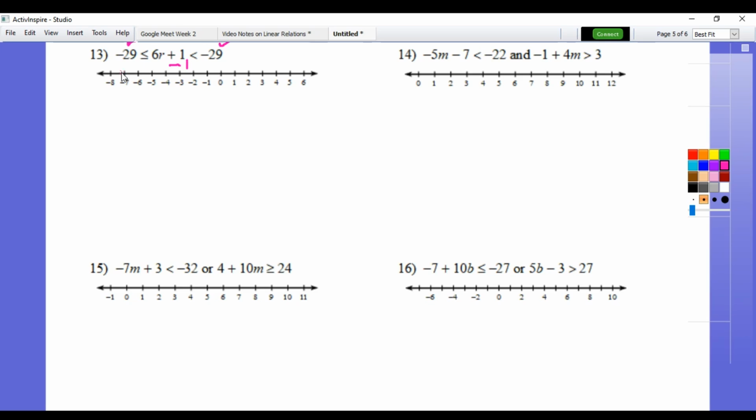Here you're going to subtract one there, subtract one here, subtract one there. That gives you negative 30 less than or equal to 6r less than negative 30. You're trying to tell me that 6r is bigger than or equal to negative 30, but it's smaller than negative 30. So I will divide by 6.